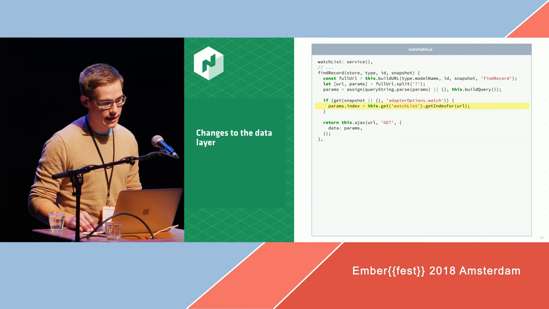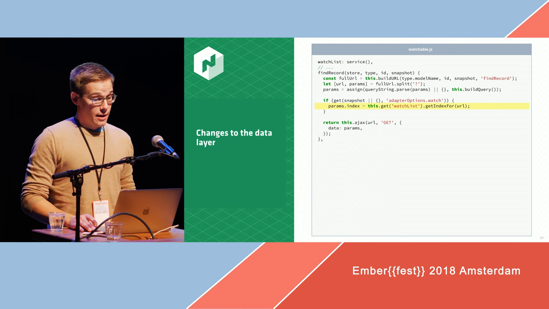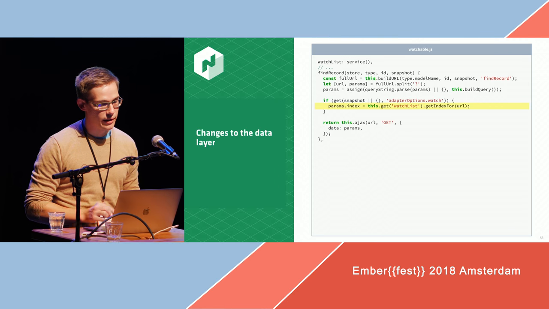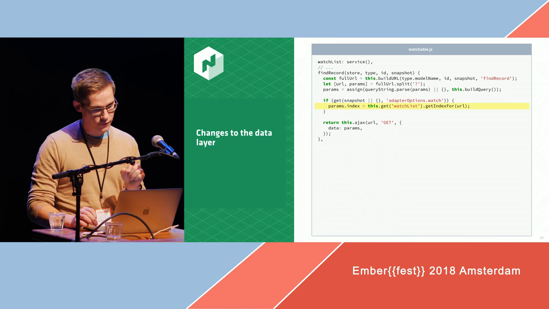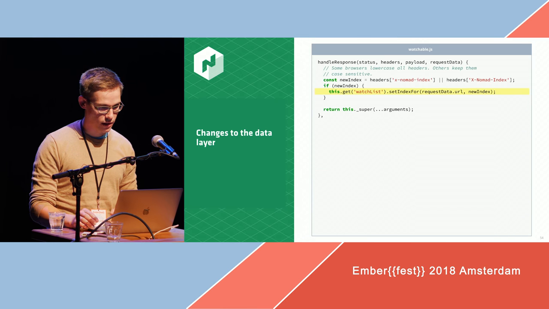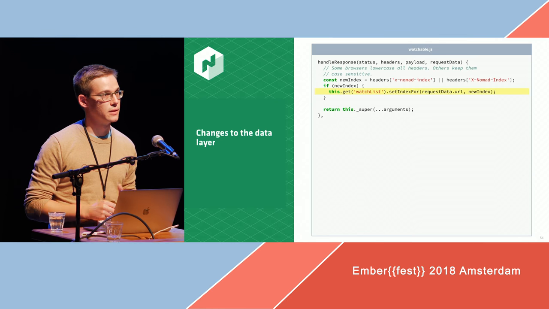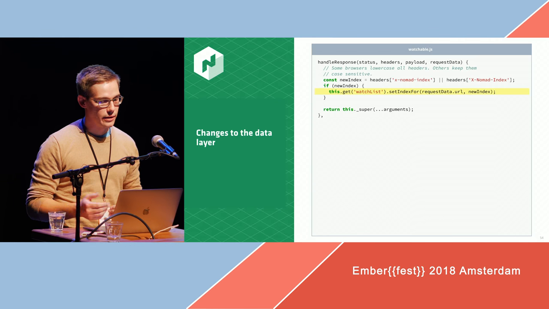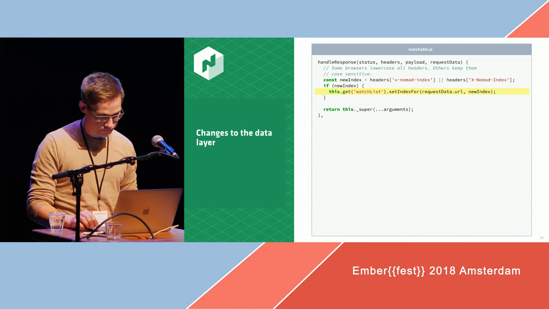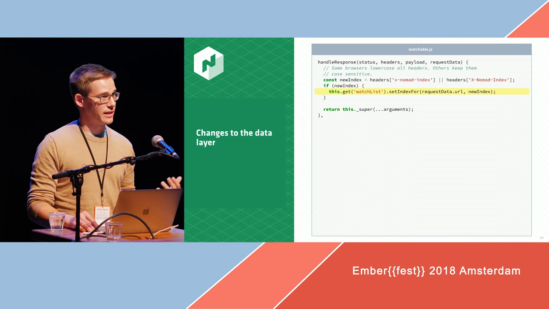So here's watchable.js again. We're now seeing if that watch adapter option is true, we can set on our query params index equal to the index for the URL as provided by the watchlist service. And on the other side, when we're handling the response, this is a place where we know the new index value. So with that new index, we can set it using the watchlist service again. So that's the public API for this service.